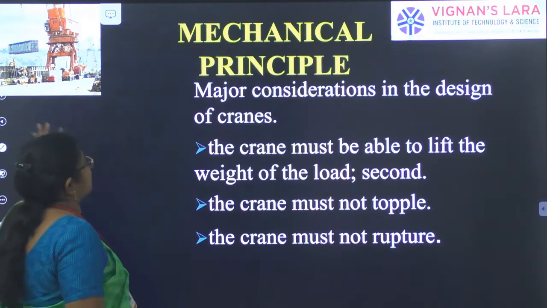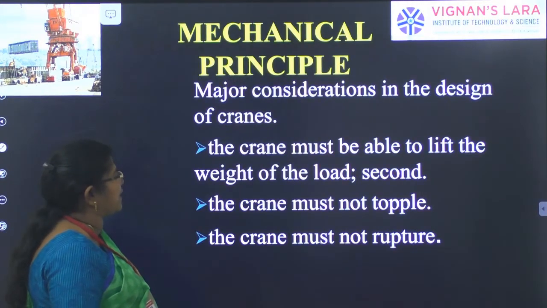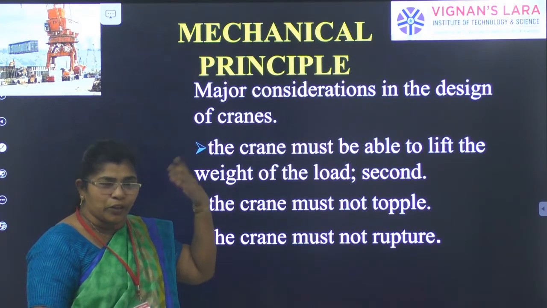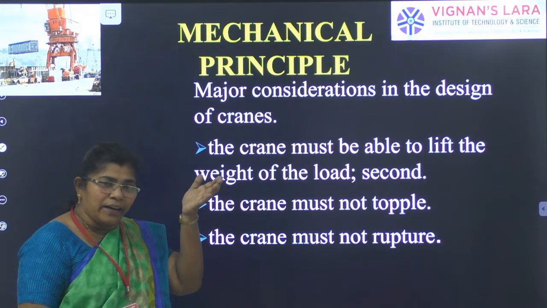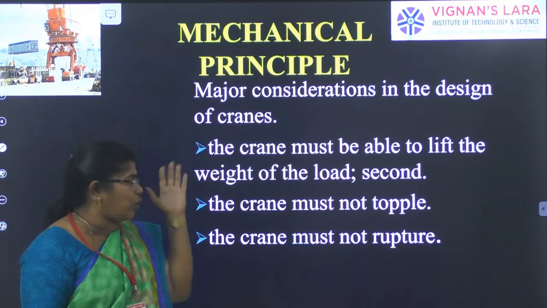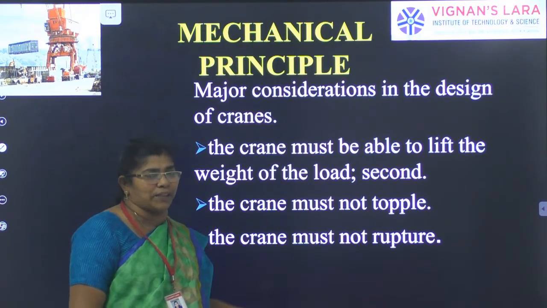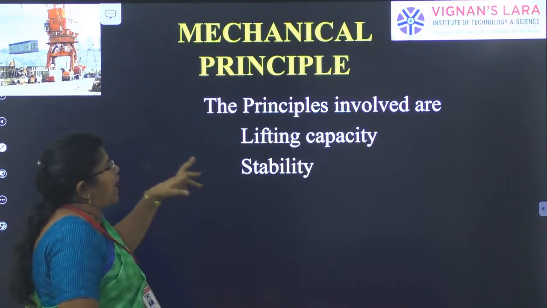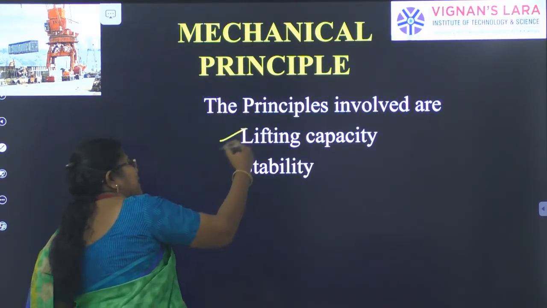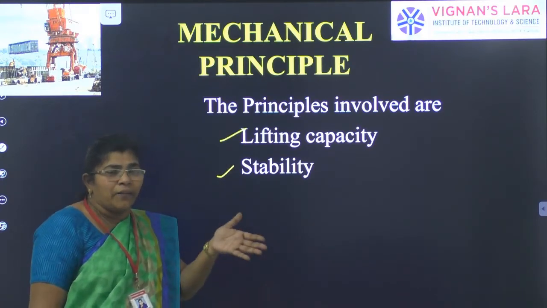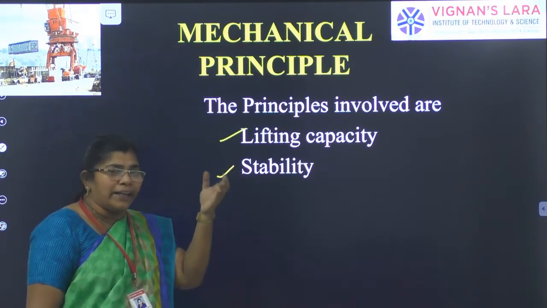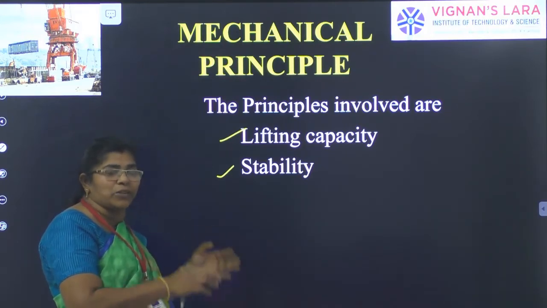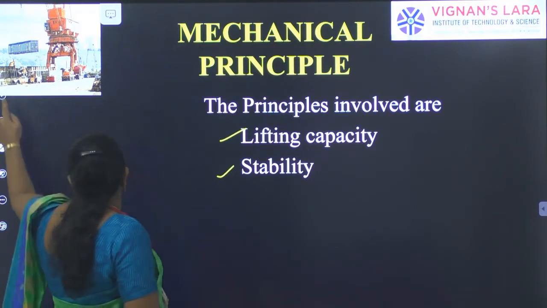A major consideration in the design is that the crane must be able to lift the weight of the load without overturning, and the crane should not rupture. It should not topple, that is, overturn. The principle involved is the lifting capacity and the stability of the crane. How much weight the crane has to take, that much counterweight has to be given in the bottom part or the rear part of the crane so that the stability will be maintained.